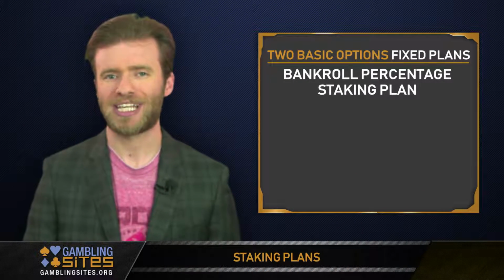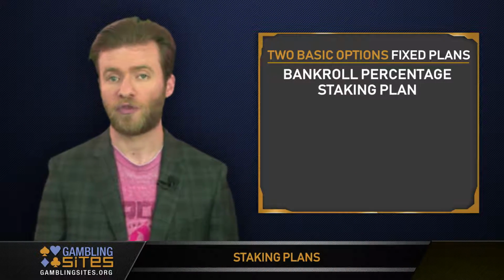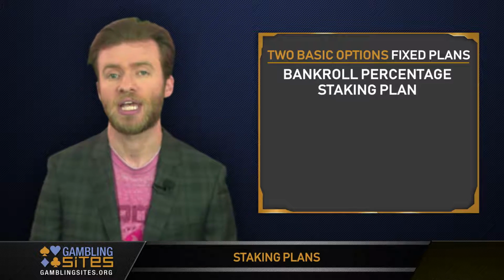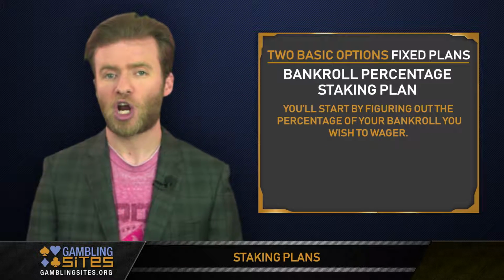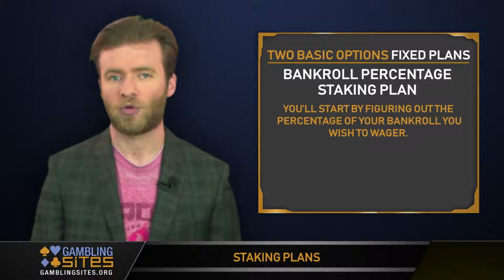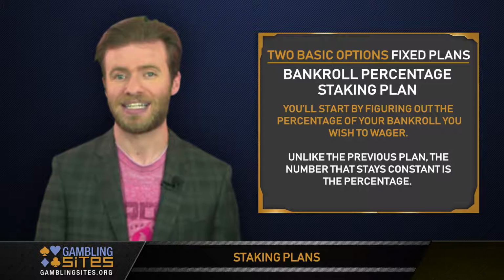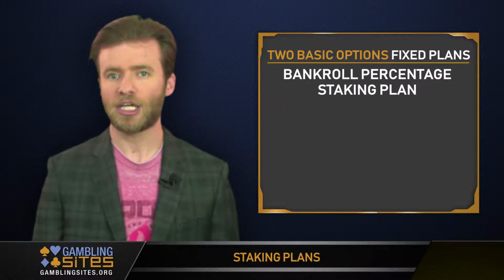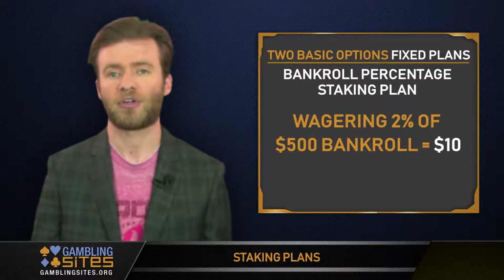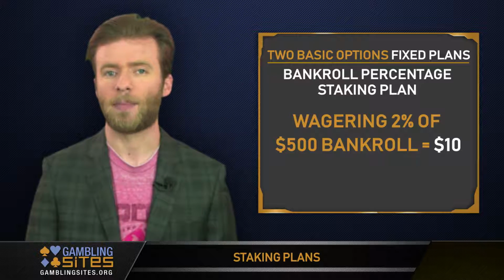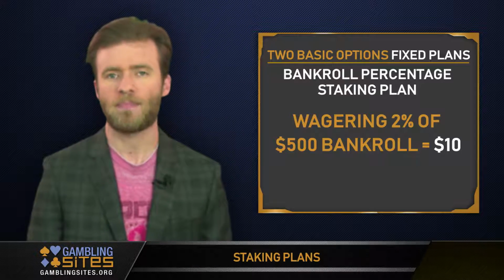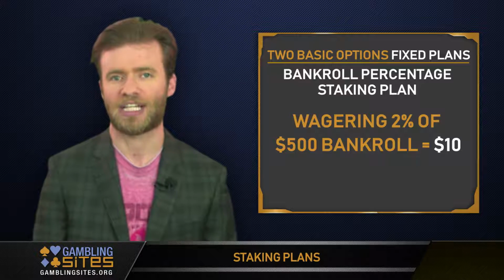A bankroll percentage staking plan is very similar to the fixed wager option that we just discussed. Like with that plan, you'll start by figuring out the percentage of your bankroll that you wish to wager. Unlike the previous plan, the number that stays constant is the percentage. Let's say you're wagering 2% and you have a $500 bankroll. In the previous example, that means you'd bet $10 on every bet no matter how your previous bets fared.